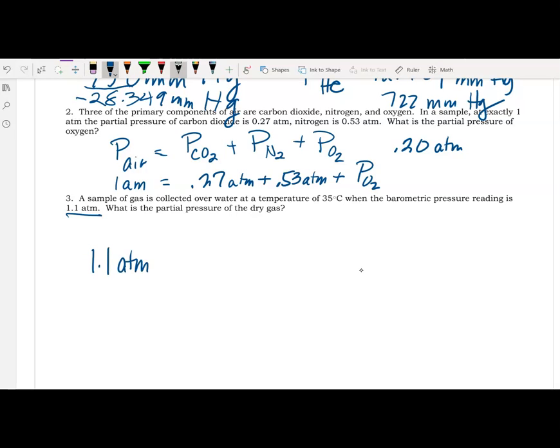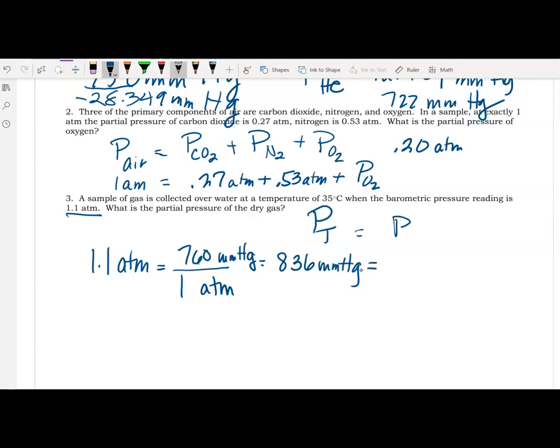1.1 atmospheres. What is the relationship of millimeters of mercury to 1 atmosphere? Does anybody remember? 760 millimeters of mercury. Very good. 760 millimeters of mercury are equal to 1 atmosphere. So if I multiply those together, what do I get? 836. So this is the total pressure. That is going to be equal to the pressure of the water plus the pressure of the unknown gas.